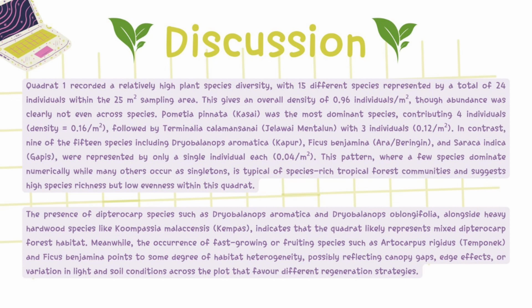The presence of dipterocarps and heavy hardwoods suggests this is a mixed dipterocarp forest. We also found fast-growing and fruiting species like Orthocarpus rigidus and Ficus benjamina. These different species suggest varied conditions across the plot, such as canopy gaps, age effects, or changes in light and soil that allow different plants to thrive.